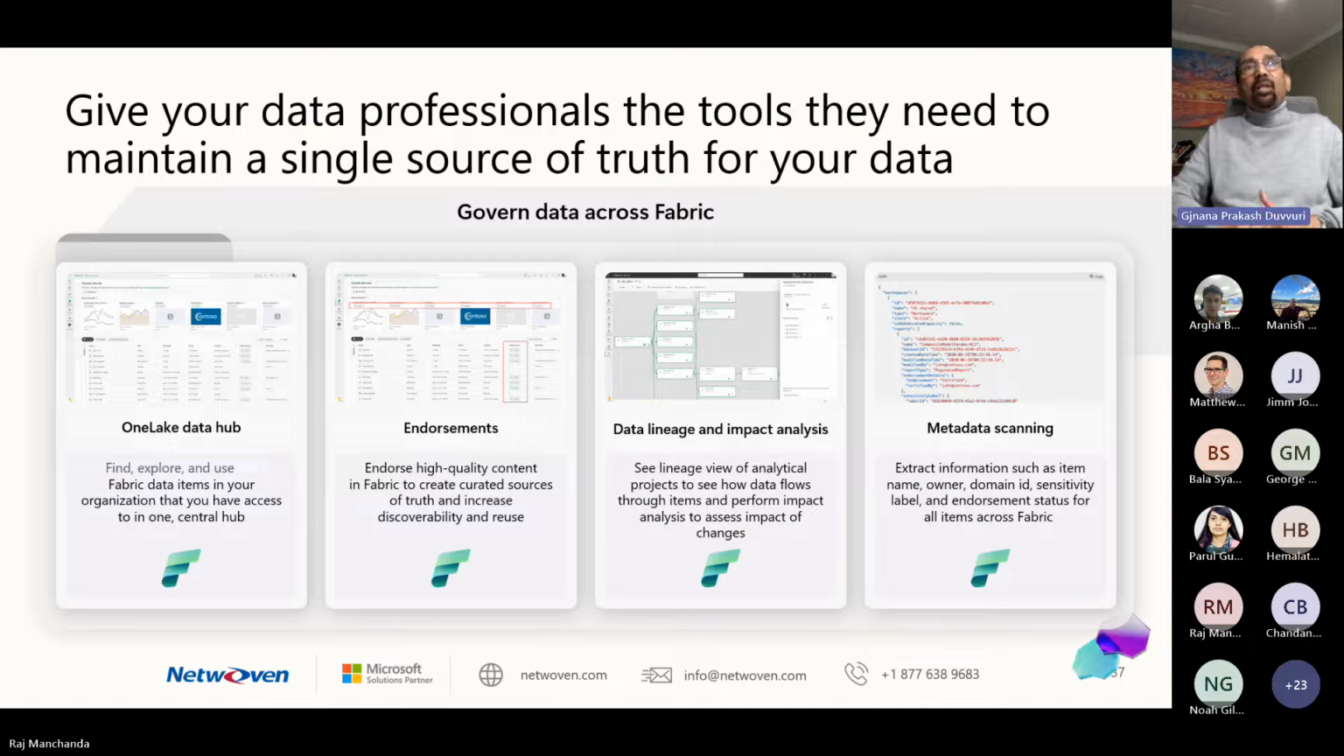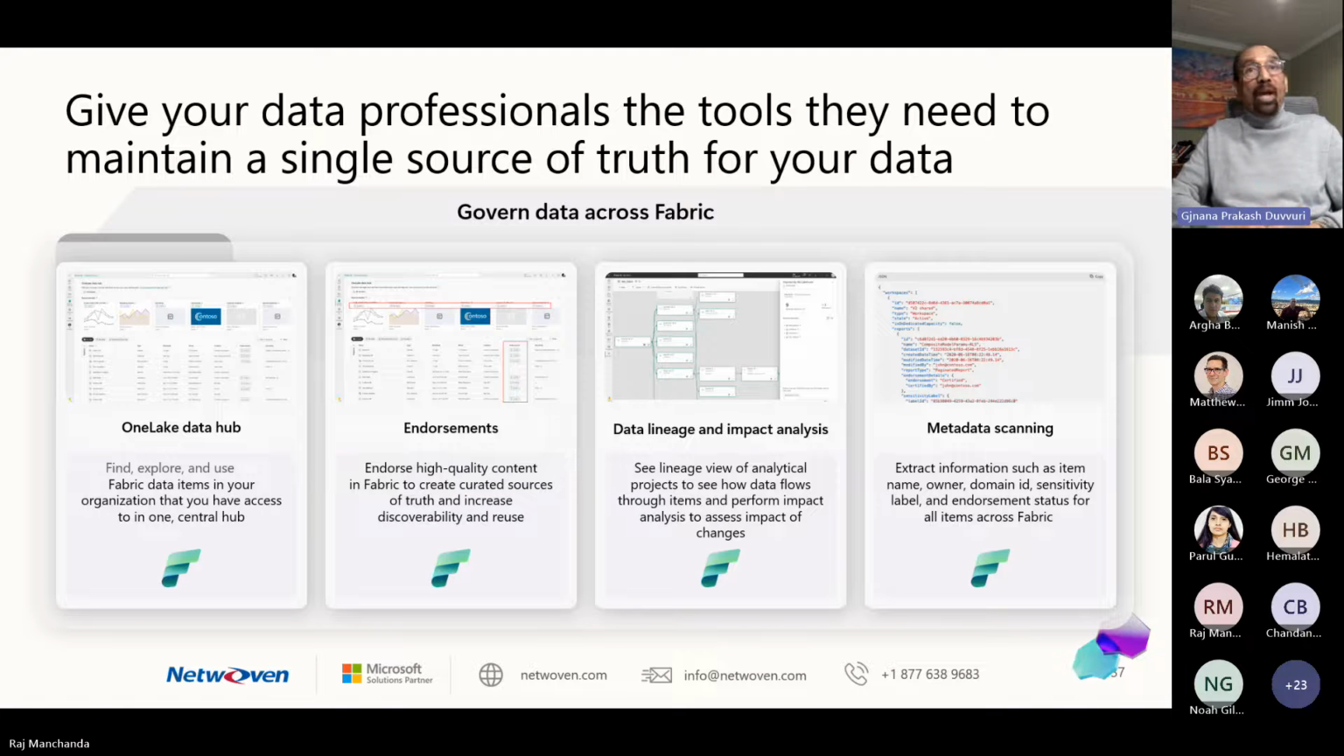Give your data professionals the tools they need to maintain a single source of truth of your data. OneLake Data Hub. All your data, your domains, everything will be here. Then endorsements: once data quality is endorsed by departments and certified, we are truthful. When you do a classification or a search, it will look into this endorsement first, and it will give you this endorsement data first.